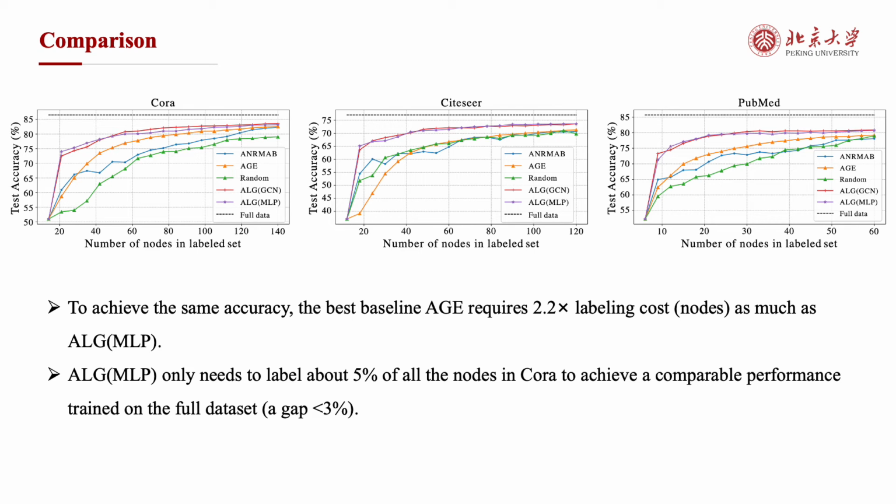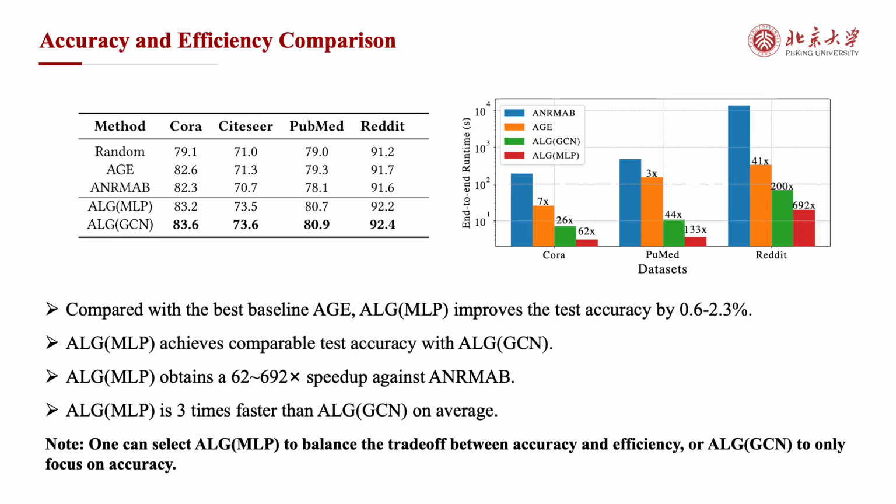On the 3 citation network datasets, we can see that ALG outperforms all the other baselines consistently. To achieve the same accuracy, the best baseline AGE requires 2.2 times labeling cost as much as ALG MLP. And ALG MLP only needs to label about 5% of all the nodes in Cora to achieve a comparable performance to the model trained on the full dataset.